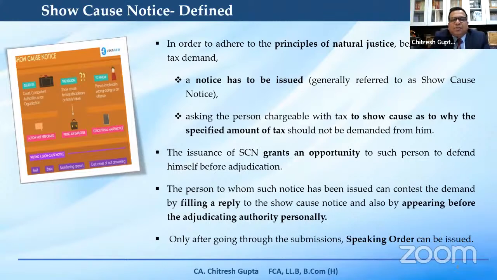The issuance of show cause notice grants an opportunity to such person to defend himself before adjudication, because unless and until the department issues the show cause notice to the taxpayer, he is not in a position to defend. Once he has a show cause notice, he can reply to it and appear before the adjudicating authority personally and put forward his case. Only after getting through these submissions and the personal hearing of the concerned person, a speaking order can be passed by the adjudicating authority.